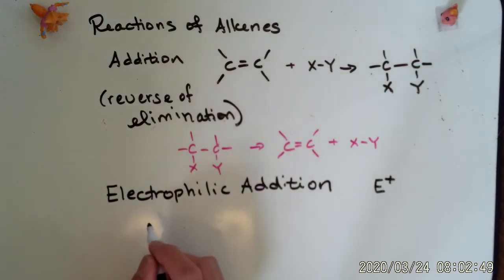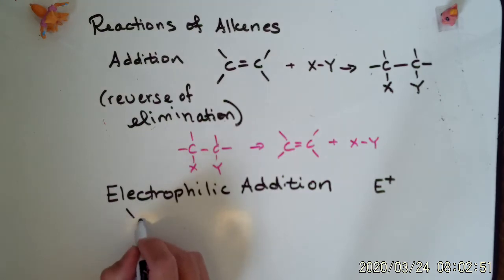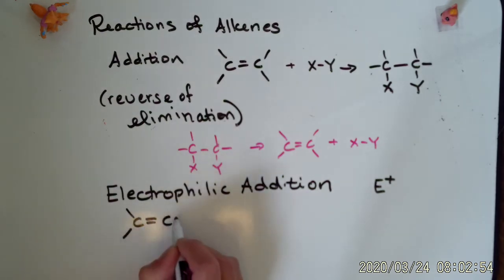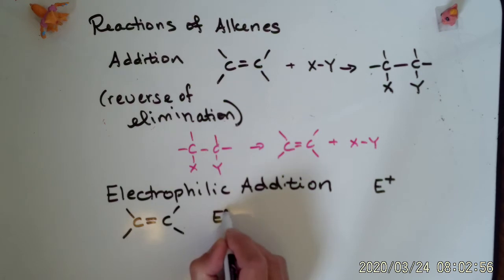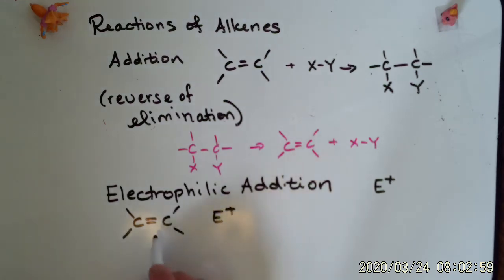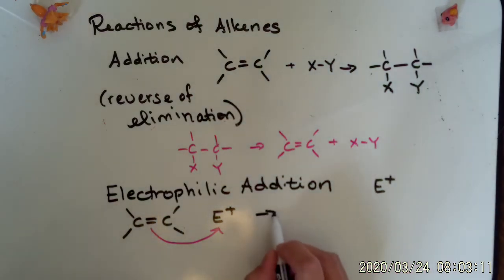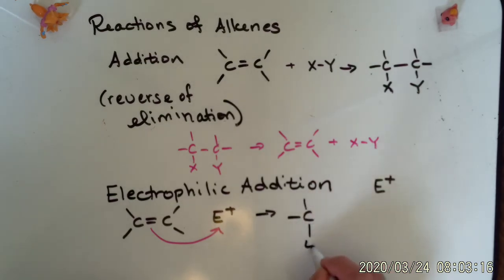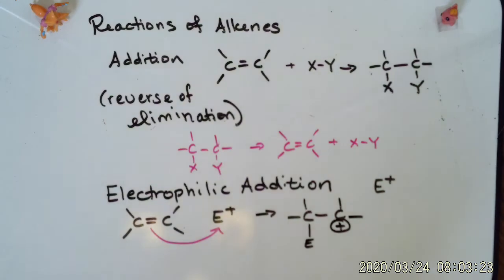Okay? And so the first step in an electrophilic addition is that my double bond, which we know is very polarizable, will actually attack my electrophile. And what you end up with is an intermediate. That's a carbocation. Okay, so that's the first step.